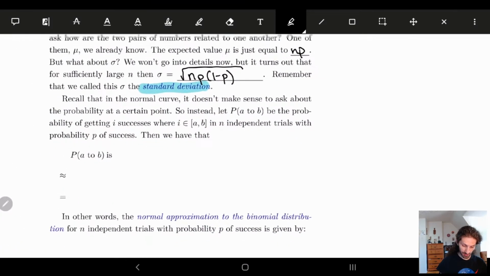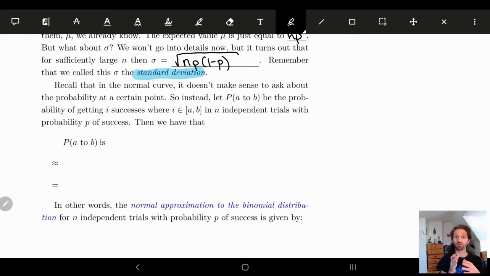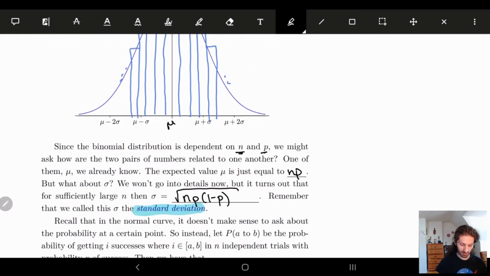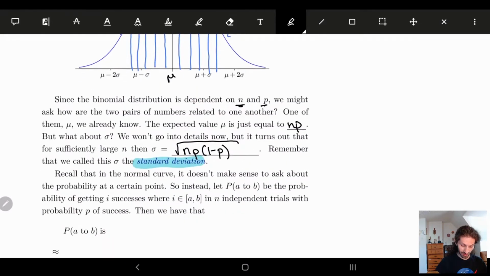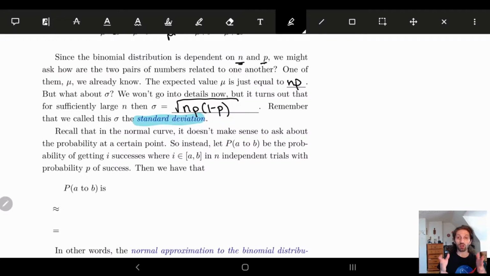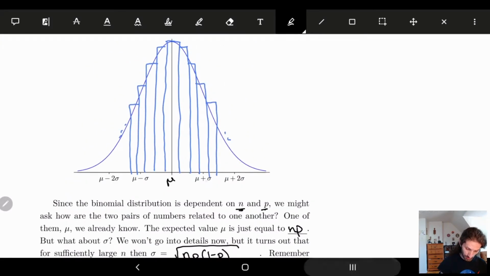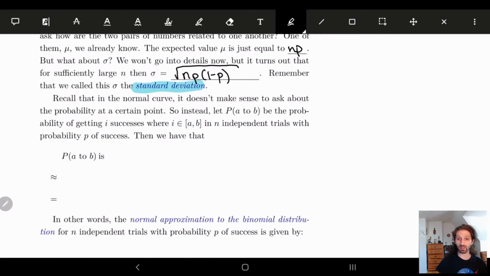So does this make sense to ask? Remember when we're looking at the normal curve, it doesn't make sense to ask about the probability at a certain point, because since our widths are infinitesimally small, the probability is basically 0. It doesn't really make sense to ask about a certain point. So we have to look at some interval. But that's okay for us, because our intervals here are basically going to be these little bracket areas. So this is one interval. So that's what we're going to basically have.